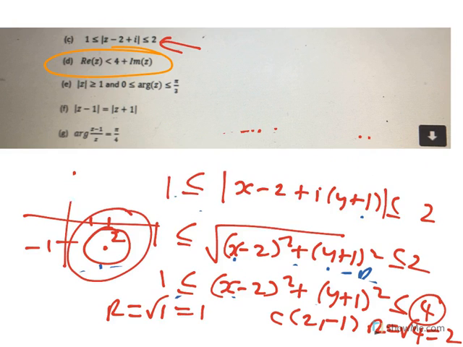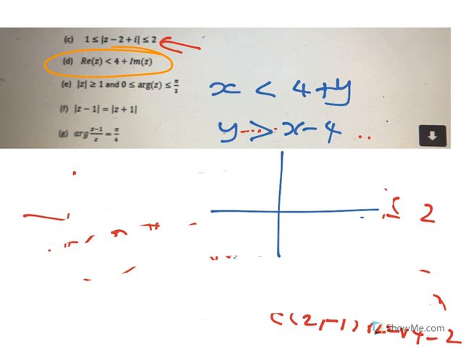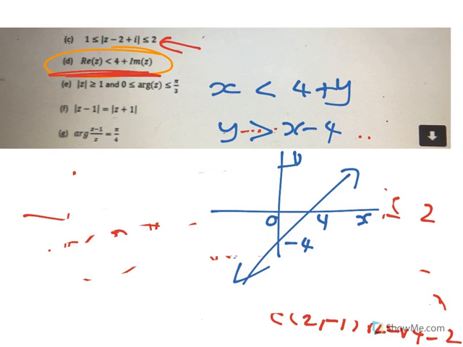Okay, so for the next one, you've got real z, which is x, is less than 4, plus imaginary z, which is y. So that's y is greater than x − 4. So x − 4, y equals x. Y equals x − 4 goes down like that, and it's a straight line. There's no restrictions on this at all. I can't see any restrictions on anything there.